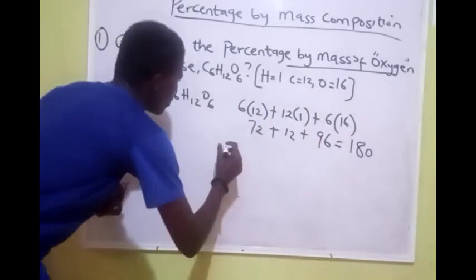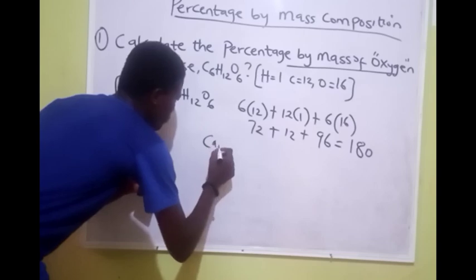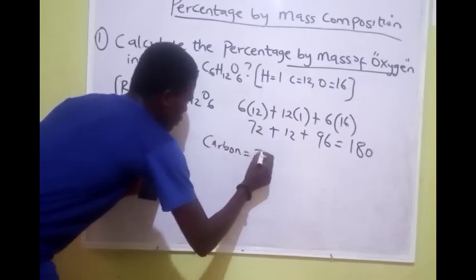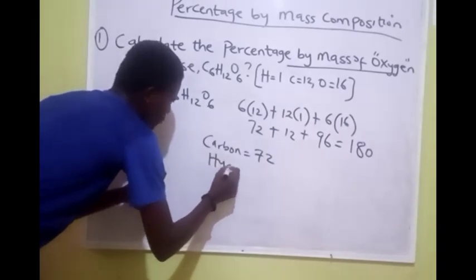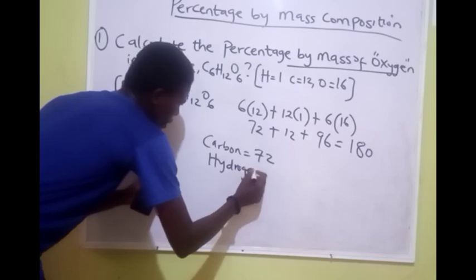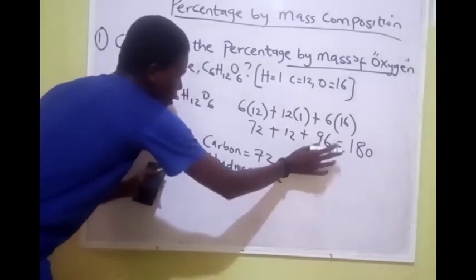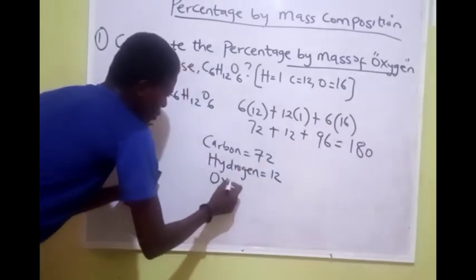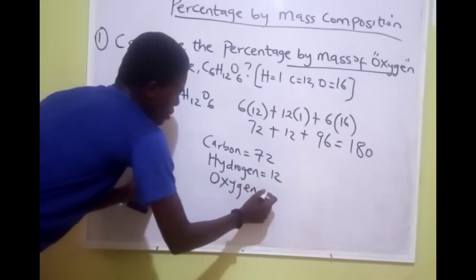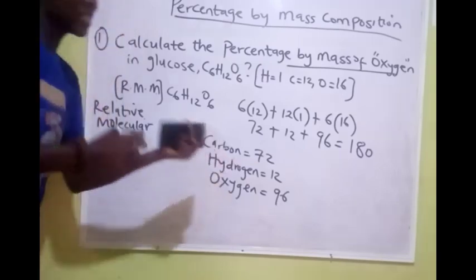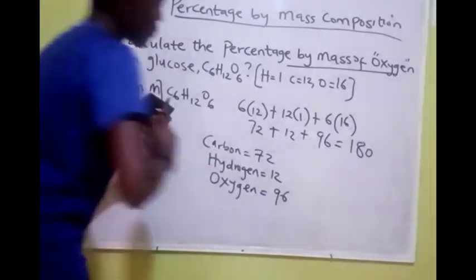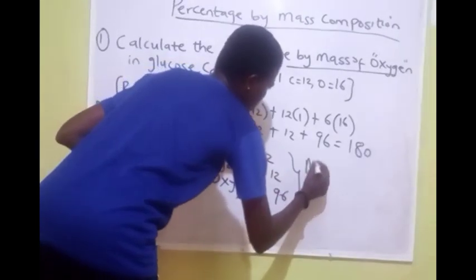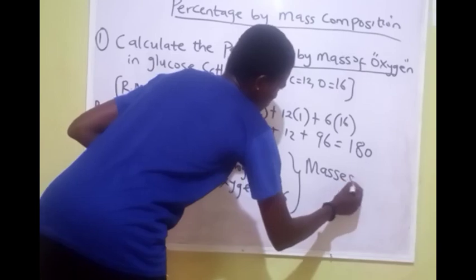Let me analyze it. So carbon here is having 72. Hydrogen here is having 12. Oxygen is having 96. Okay, so each of them has its own part. Their masses per part.